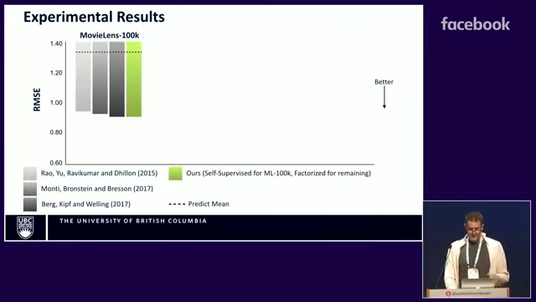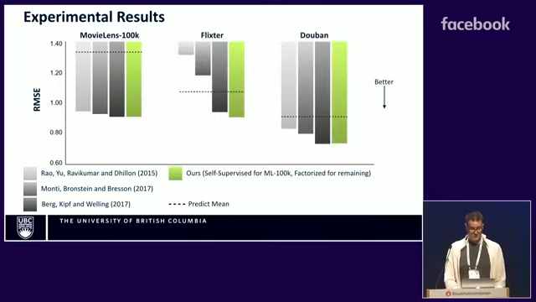So here we show our performance on the MovieLens 100K dataset, along with some other recent results, just for comparison. And the dashed line there shows the baseline of simply predicting the mean. Okay, and so our model is able to match the existing state-of-the-art results on this dataset. We experimented on a couple of others, Flixster and Douban, and got similarly close to or state-of-the-art results.